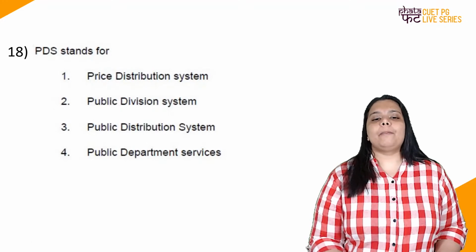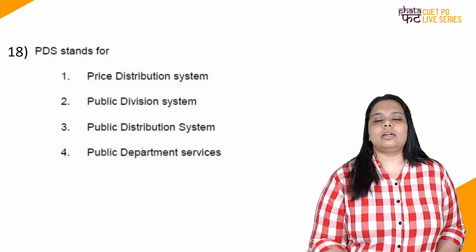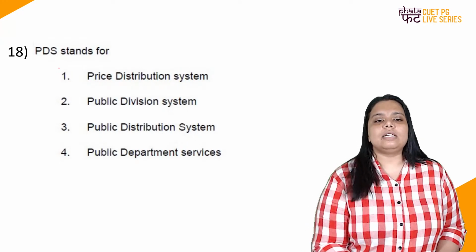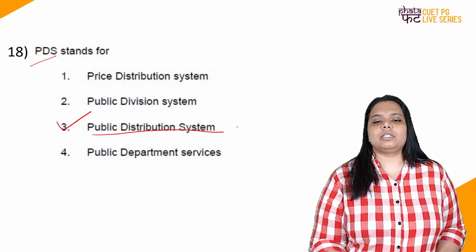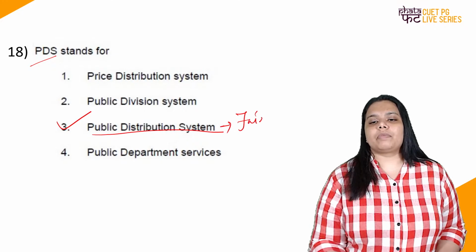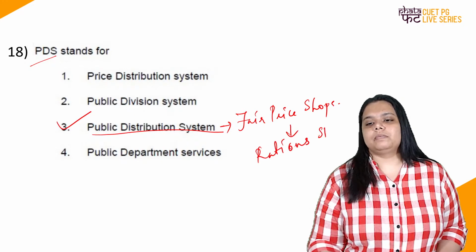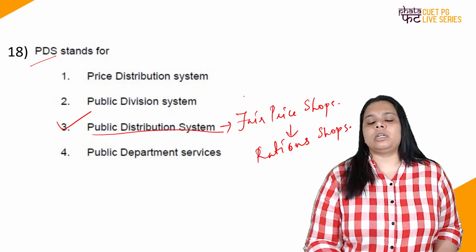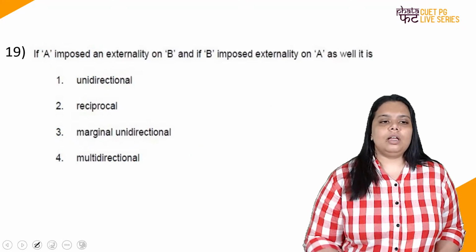PDS stands for Public Distribution System. Basically fair shops. That is, the system through which we provide food grains via ration shops is what we call the public distribution system, and it is shortly known as PDS. So this is option 3. Public distribution system through fair price shops, which is commonly known as ration shops in Kerala. The system through which food items are distributed at a subsidized rate is what we call the public distribution system.